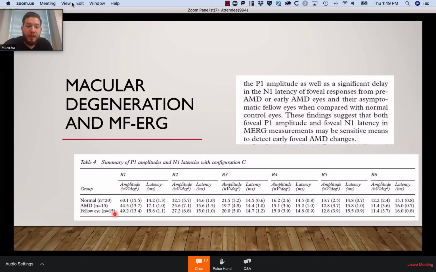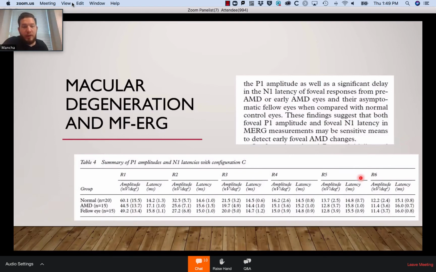They're also finding that the normal latency for the R1 ring is quicker than the early AMD and the pre-AMD. And then as you go away from that foveal center, the responses kind of blend in, and they're not really getting a large change that is significant.